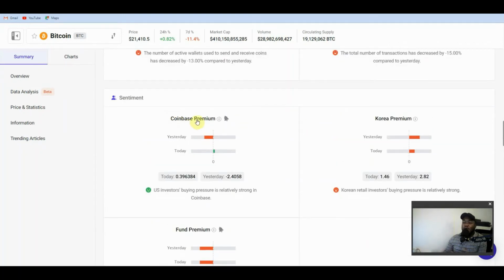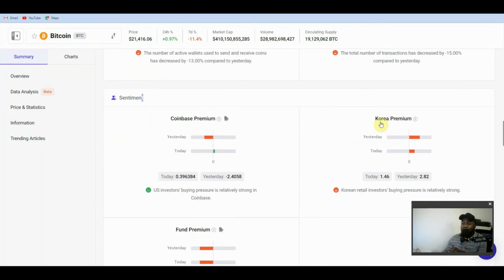Now, another thing is Coinbase Premium. US investors' buying pressure is relatively strong on Coinbase. This is showing a good sign. Yesterday, you can see here, there was a lower Coinbase price. Now, today, higher Coinbase price. It means that yesterday, investors were not buying, but today, investors are buying on Coinbase. We are now on sentiment.